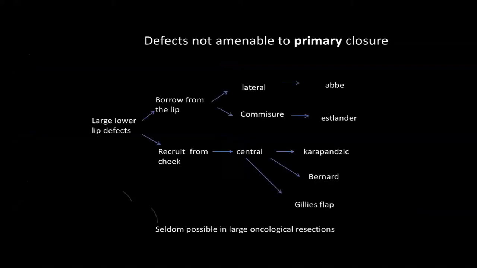The lip reconstruction is a topic by itself. If the organizers wish, I have a huge presentation on lip reconstruction with different types of flaps.